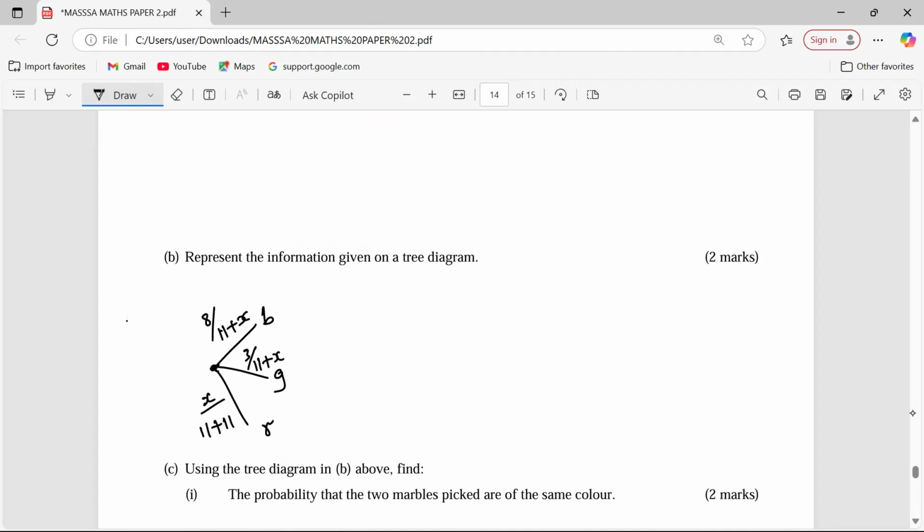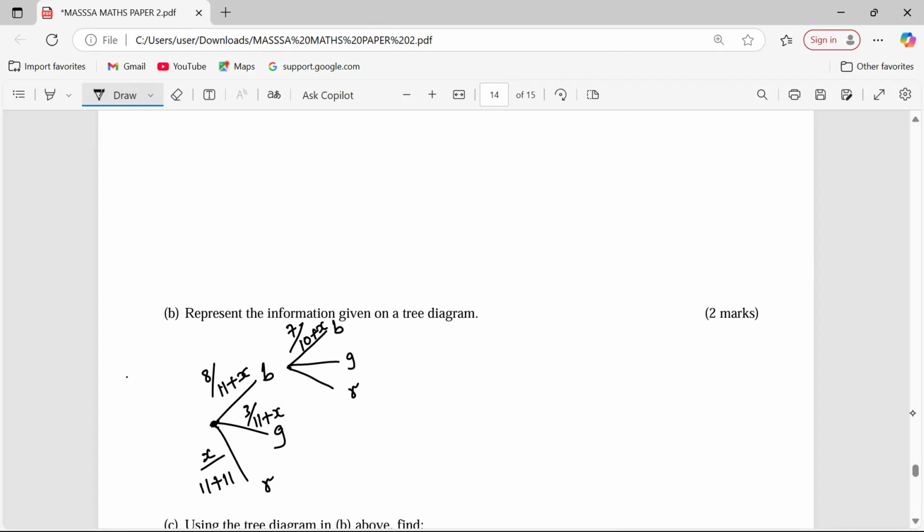Then in the second picking, if we had picked blue, we can have all the possibilities, either a blue again, or a green, or a red. Now, picking a blue for the second time, when we had picked a blue, the blue ones will go down to 7. And the new total, after reducing 1, will be 10 plus X, that way. You see, it is through this that we are having blue followed by a blue.